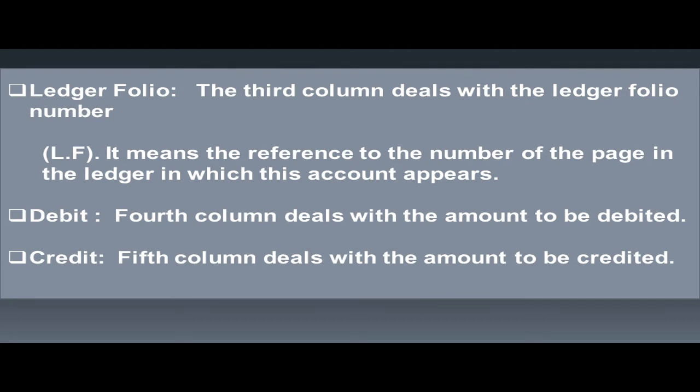The third column deals with ledger folio number. Ledger folio means the reference to the number of the page in the ledger in which this account appears. The fourth column deals with amount to be debited. And the fifth column deals with amount to be credited.